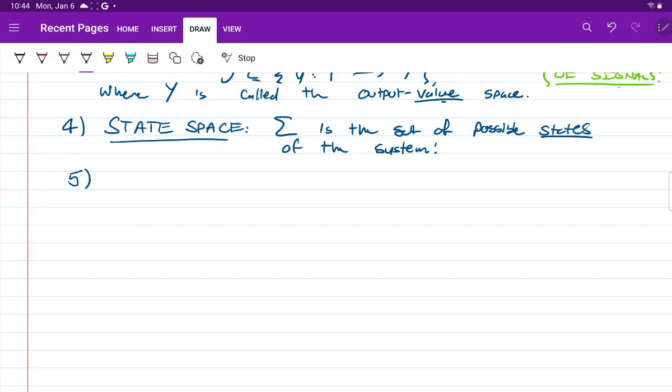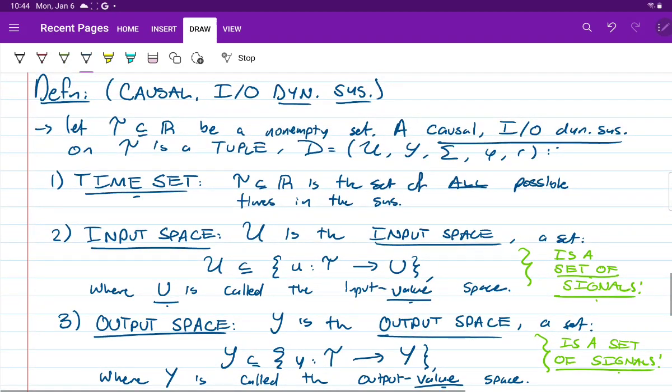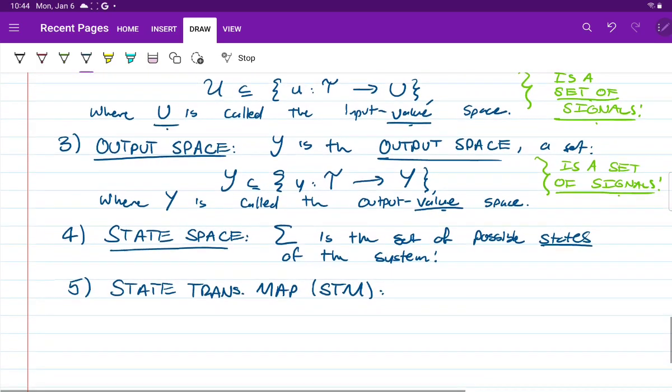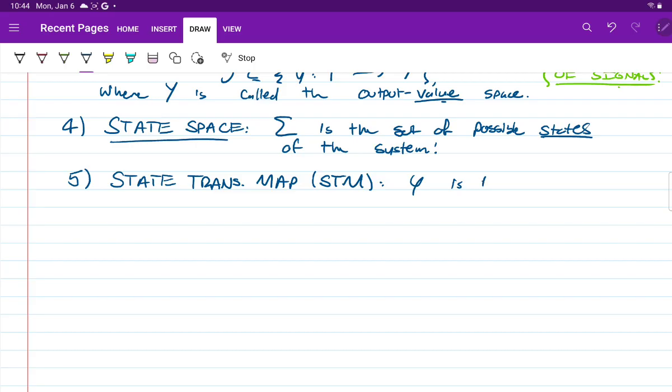All right. So first, what we have is the state transition map, sometimes called STM for short. All right. So this is this map, phi over here. Okay. So we say phi is the state transition map. And this is a map from the following spaces: T cross T cross sigma cross curly U. Okay, so we're taking in an input signal, not an input value, and we're mapping back into sigma.